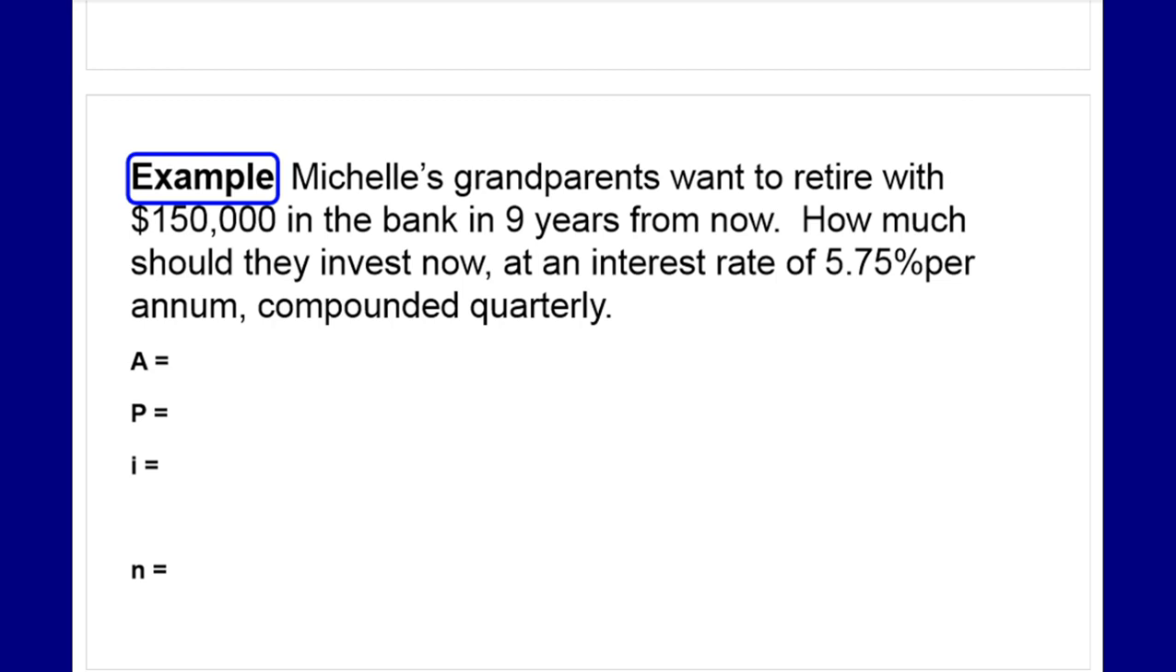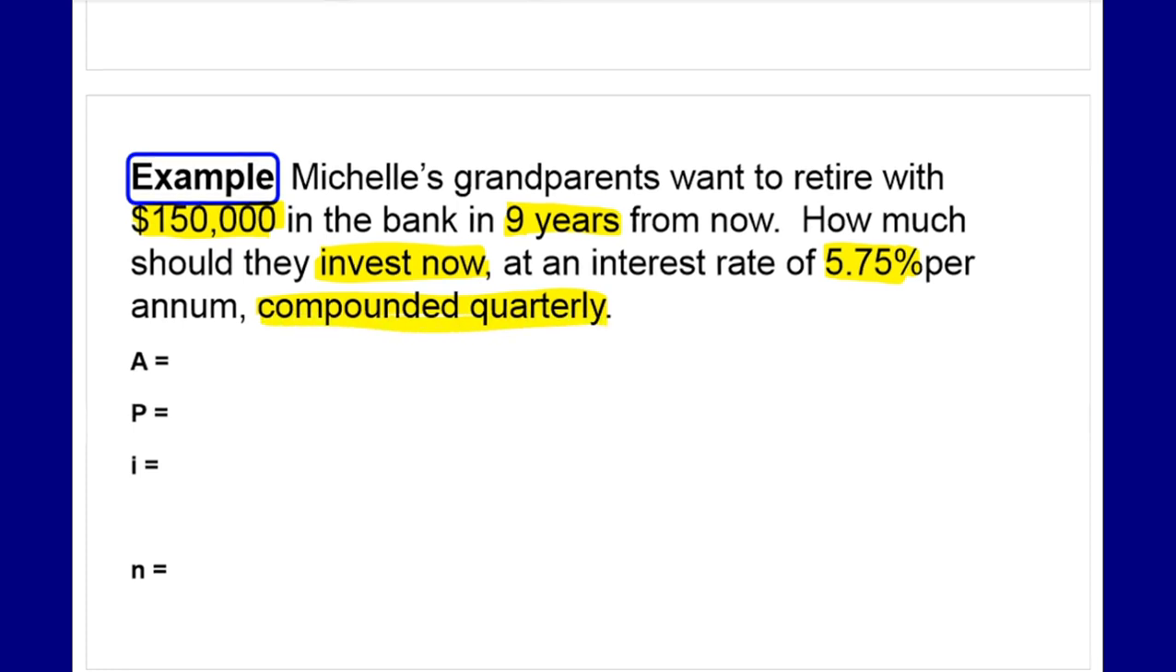So let's go through and highlight some key information. We know how much they want to have: the $150,000 in 9 years. And how much should they invest now? That is a key phrase, because that tells us that we're looking for the present value, not the future value. We want to know how much we need to put in now. Not how much we're going to have, we already know that, but how much we're going to need now. At an interest rate of 5.75%, compounded quarterly.